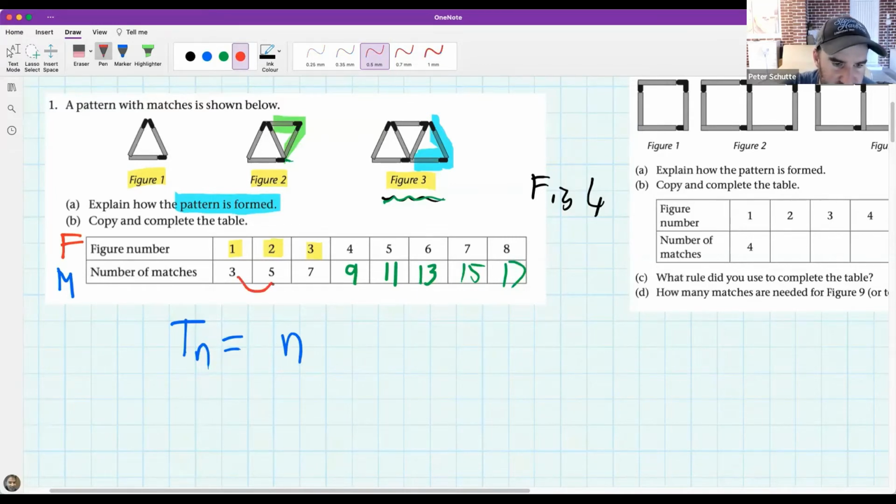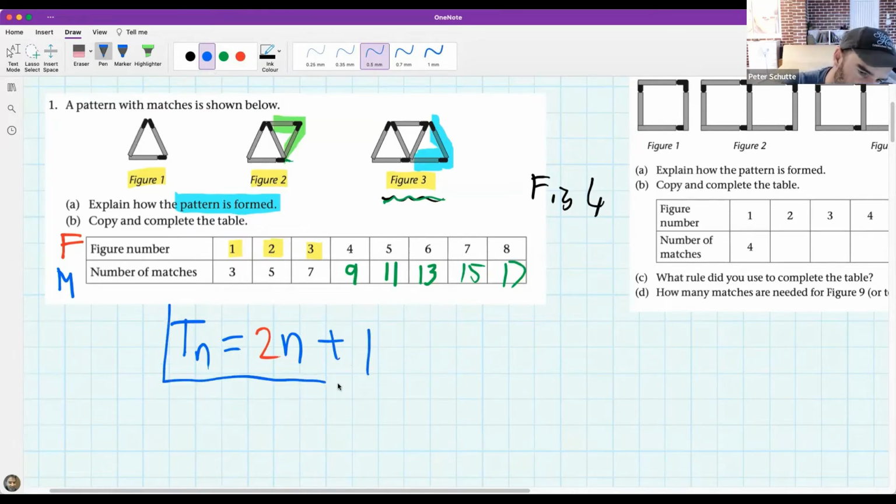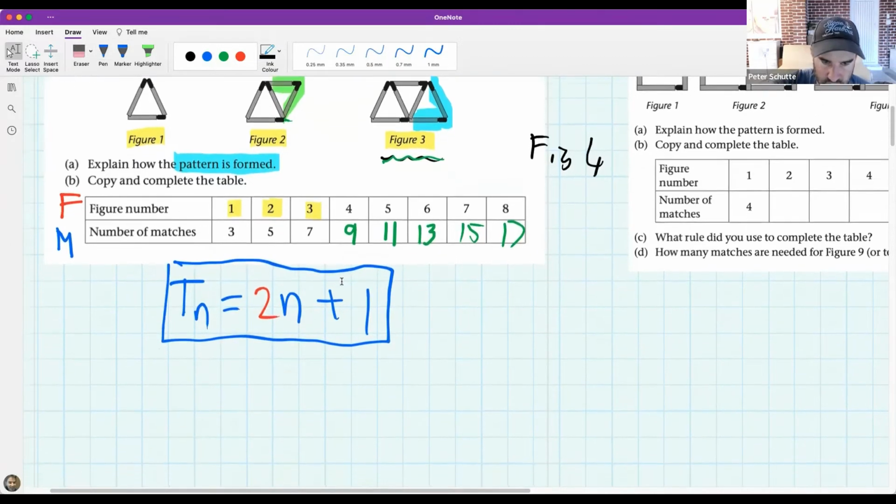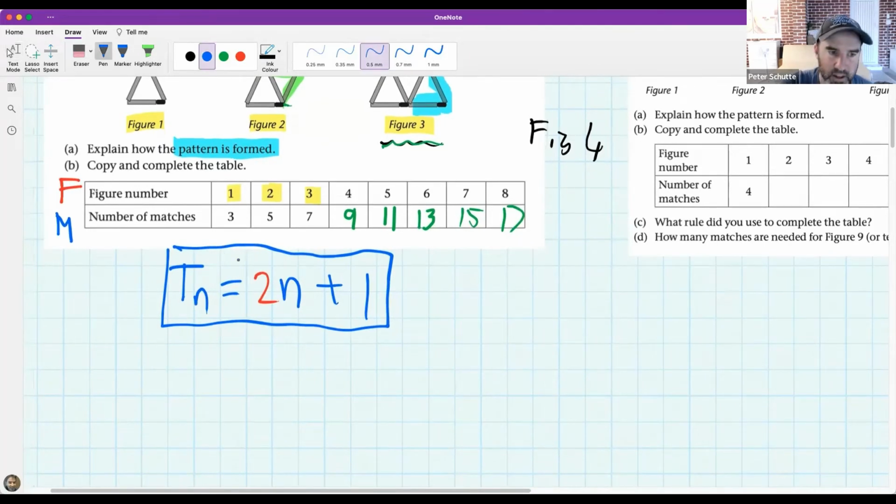So the step size here is going up in 2s, and so we'd write basically a 2 there. The problem is that doesn't work, because our very first number is a 3. And so we get +1. Okay, so that's if we use TN notation. But now, if we choose to use a different notation, a different way of writing it.